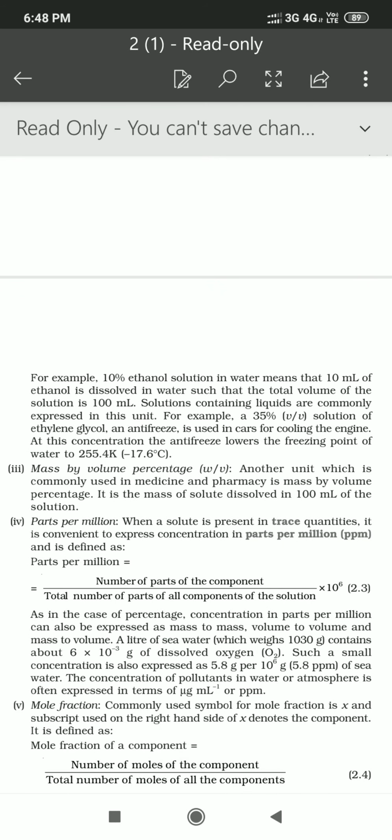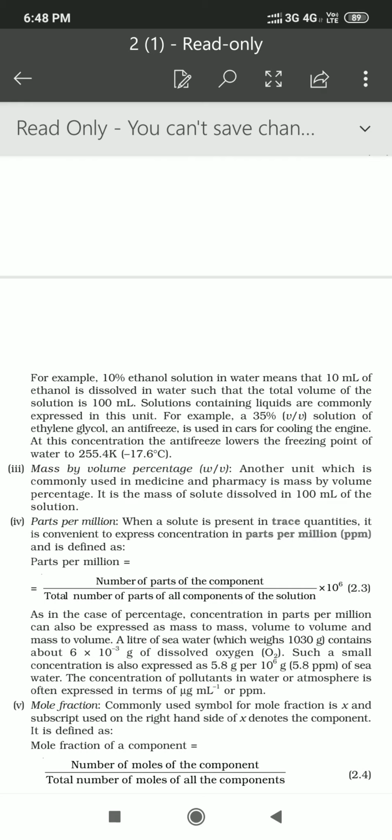Then mass by volume percentage also we can find out in a similar manner. If you have one component which is present in grams, and the other, the solution, is in milliliters, then we can calculate the percentage in a similar manner.